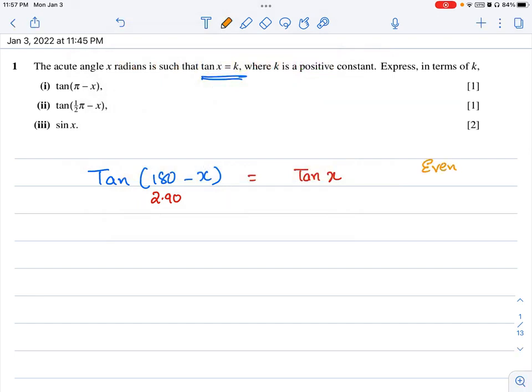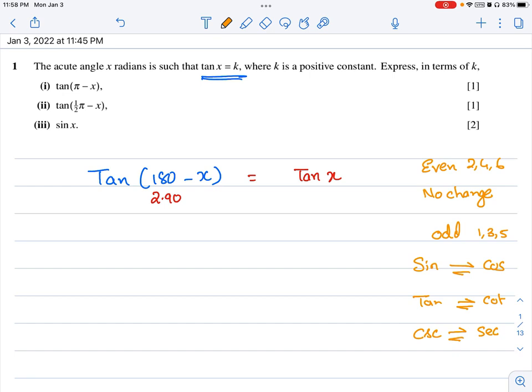So a quick revision. When I write in the multiples of 90, if it is an even number, there is no change in the function. If it is an odd number, sine changes to cos and cos changes to sine. Similarly, tan changes to cot and cot changes to tan. Cosecant changes to secant and secant changes to cosecant. So odd numbers like 1, 3, 5 and even numbers like 2, 4, 6.